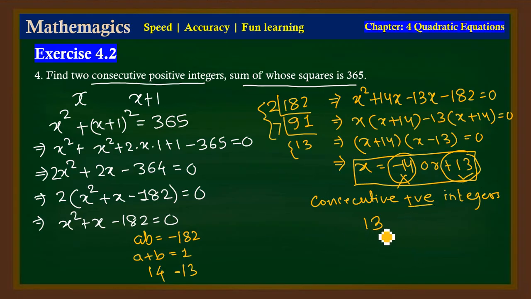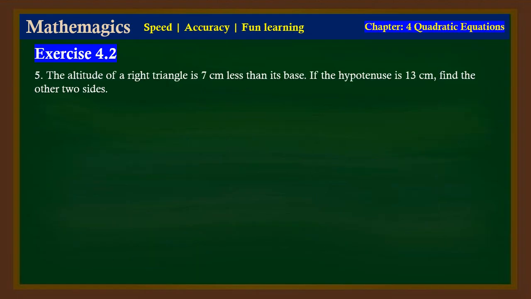So if the first number is 13, then obviously the second number is x plus 1. Suppose 13 is equal to x, then x plus 1 becomes 13 plus 1, which is 14. And dear friends, these are the two answers, 13 and 14. I hope you have understood all this. Now we are moving to the next question, that is question number 5.